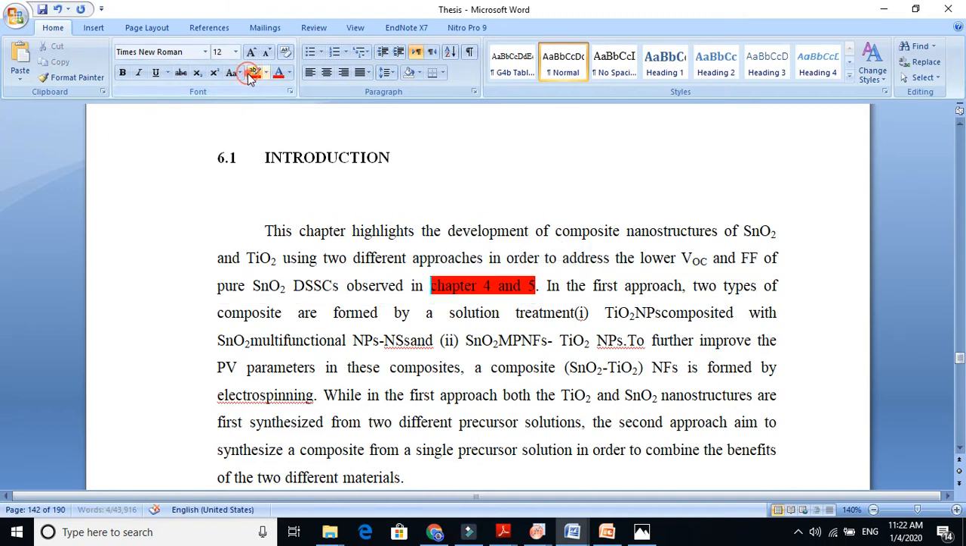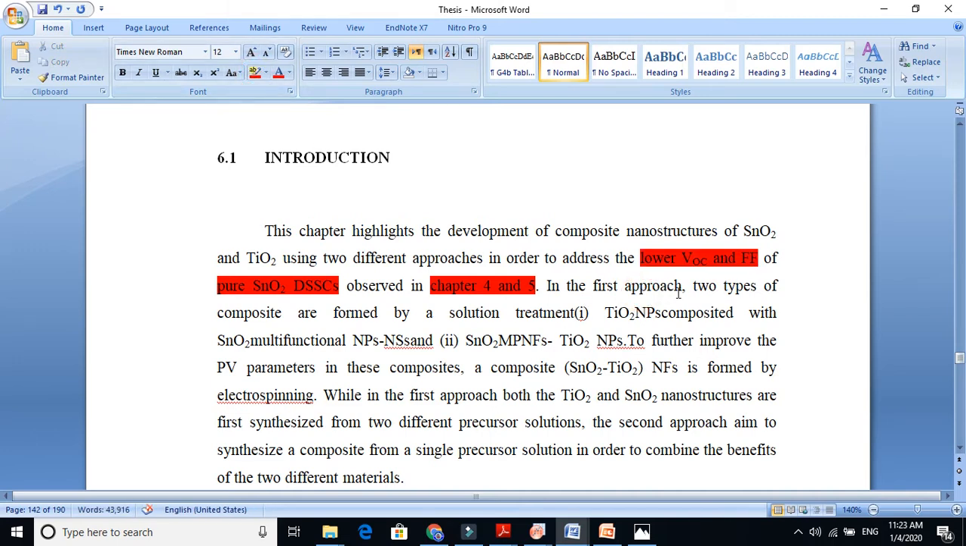If somebody asks why you need to make composite, I am telling that when I use tin oxide in a pure pristine form, it gives me very low efficiency, low VOC and low fill factor. This is why I need to use titania as a composite material with tin oxide, in order to overcome this lower VOC and fill factor. You will see how I overcome these deficiencies.